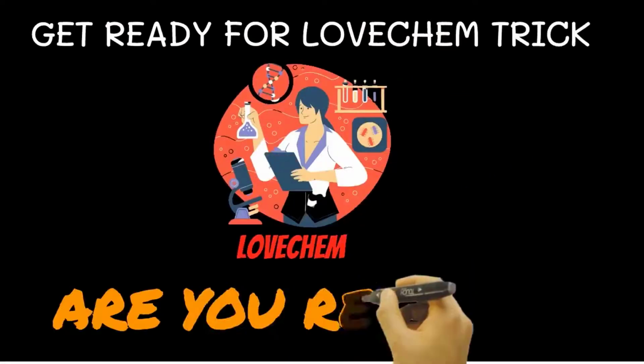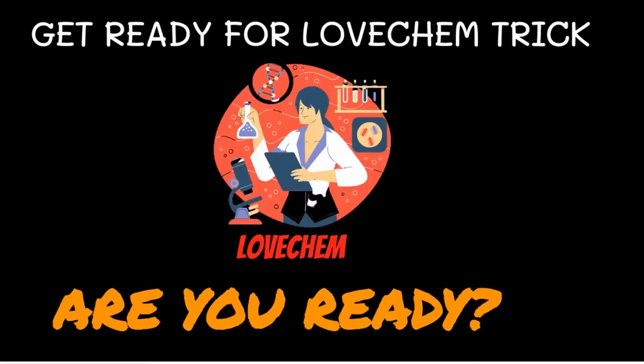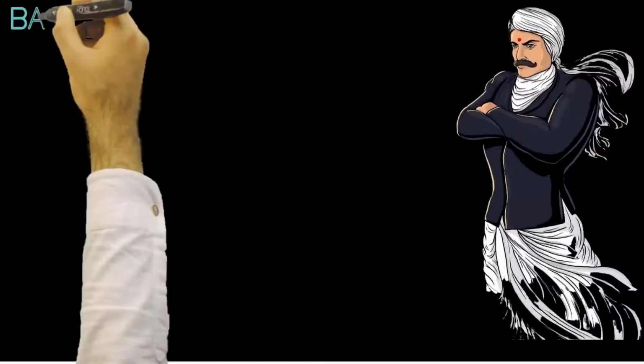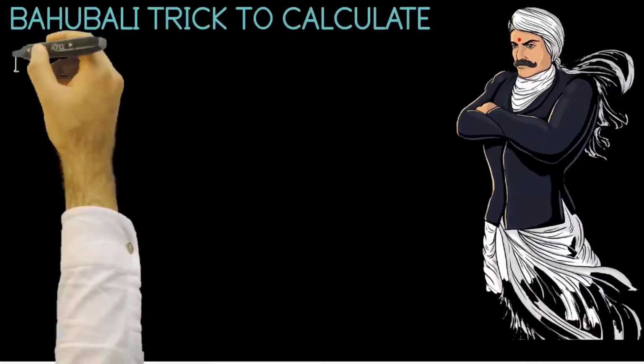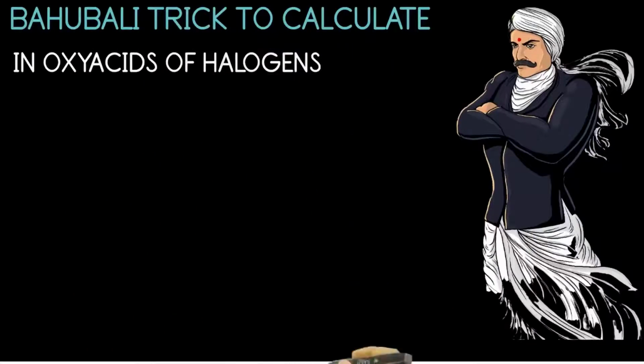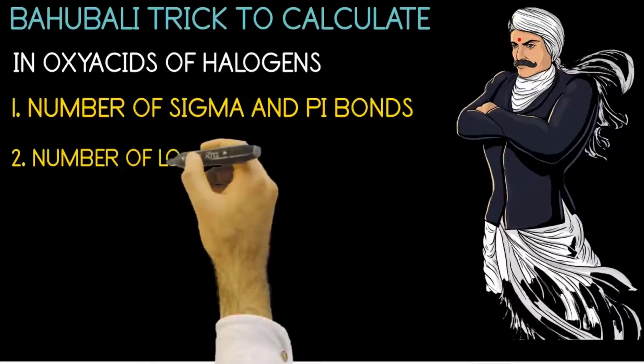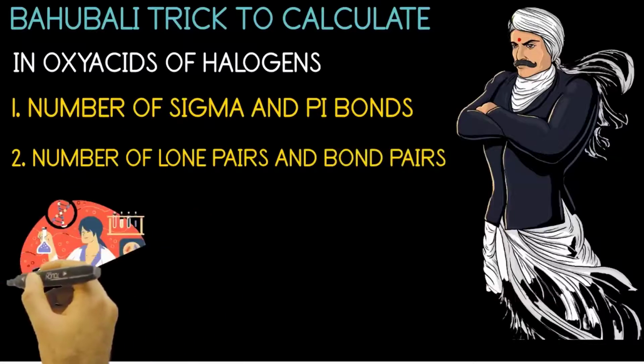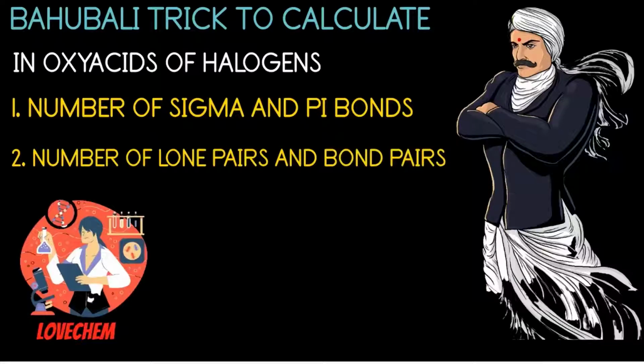Get ready for LOVECHEM trick. So guys, are you ready? So here we have Bahubali trick to calculate in oxyacids of halogen the number of sigma bonds, pi bonds, number of lone pairs and bond pairs.